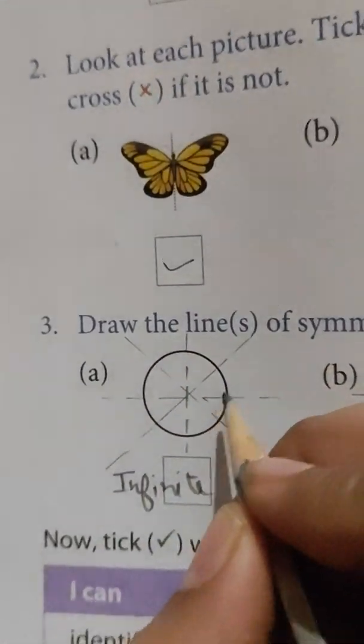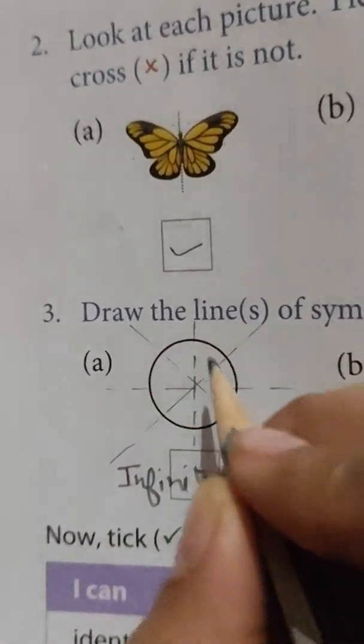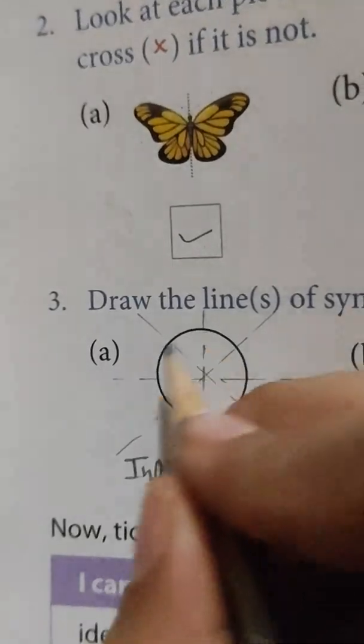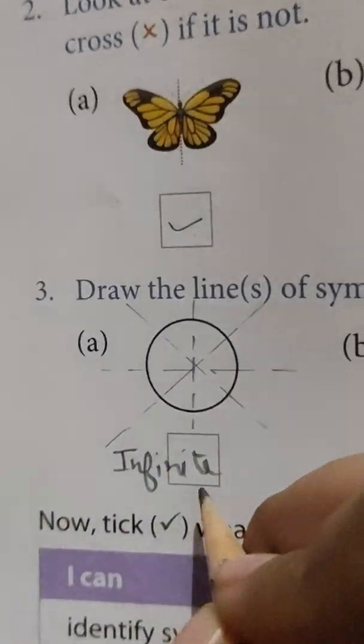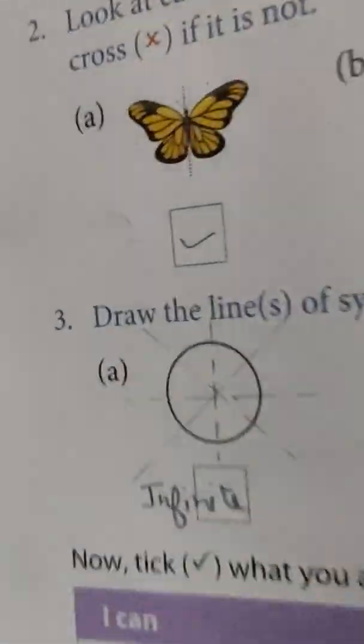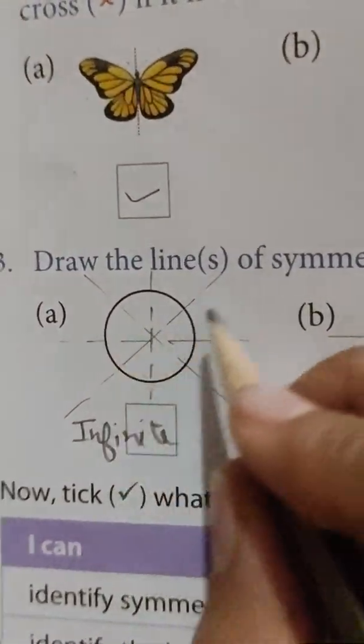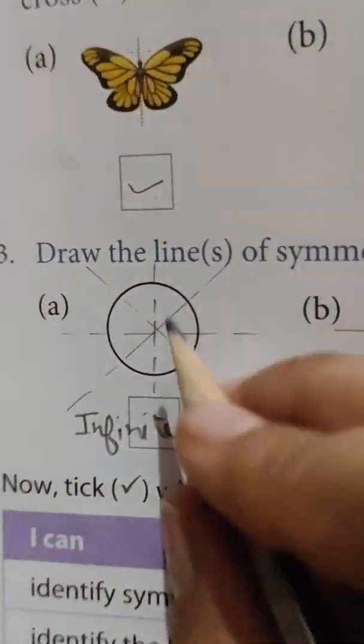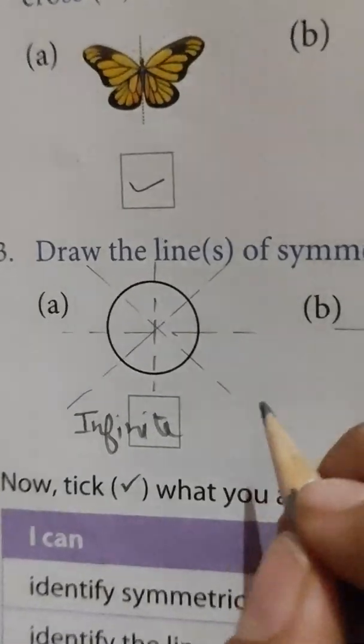Now draw the line of symmetry for each figure. This is a circle. A circle can be divided in many ways; you can fold it in many ways. So I have written infinite, meaning there are many lines you can draw for a circle. I have drawn four or five lines, but you can draw as many as you want.